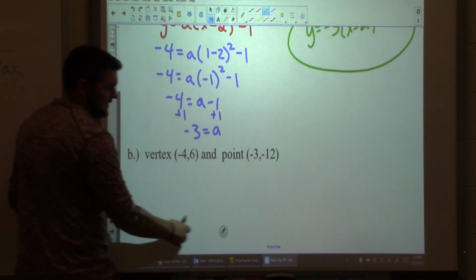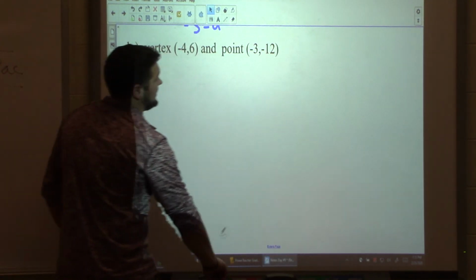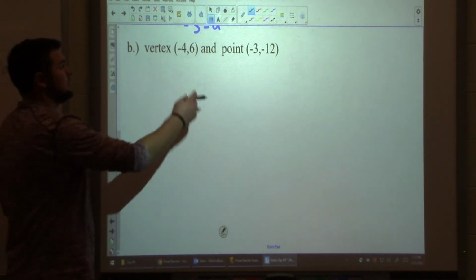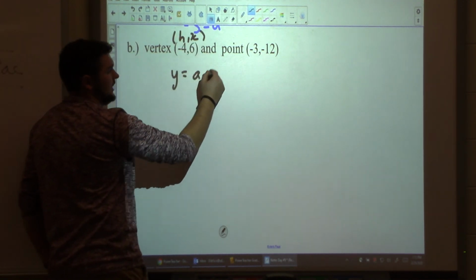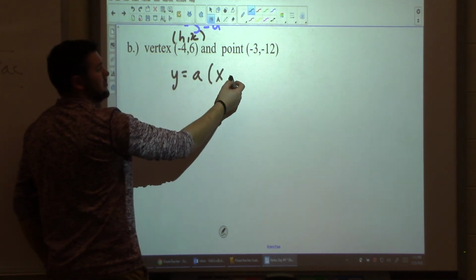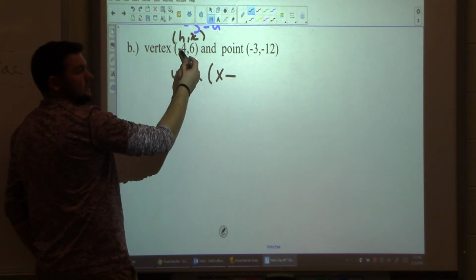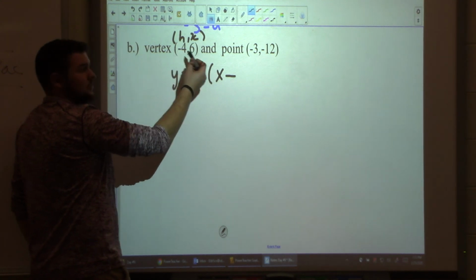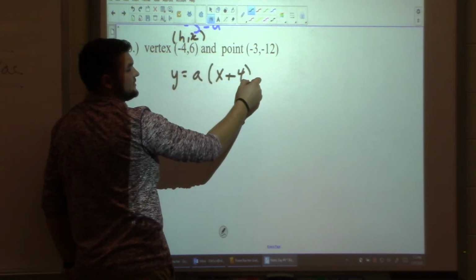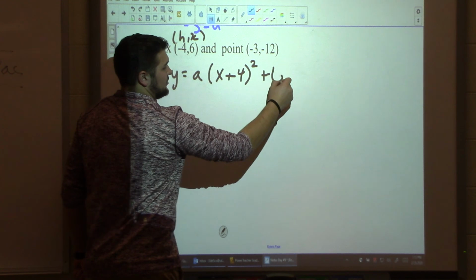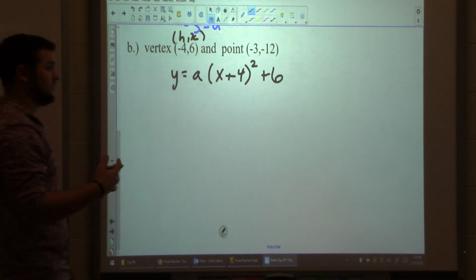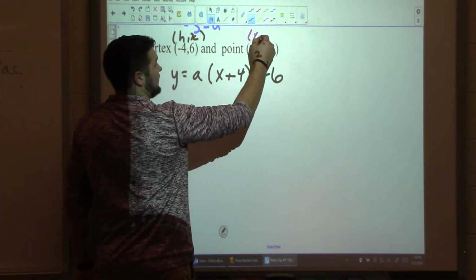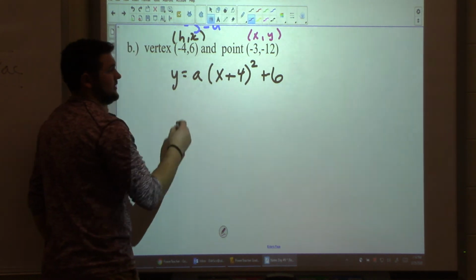Vertex, negative 4, 6. Point, negative 3, negative 12. So same thing. Plug in your vertex first. HK. Y equals A times X minus negative 4, which is the same as plus 4, squared, plus k, or plus 6. Same sort of thing. I need to find that a value for it to look like it's in vertex form. So I'm going to take my x and my y that I'm given and plug them in.